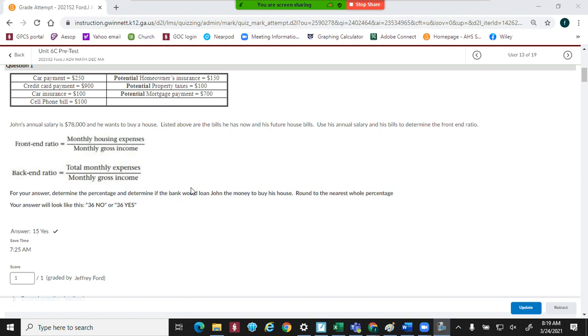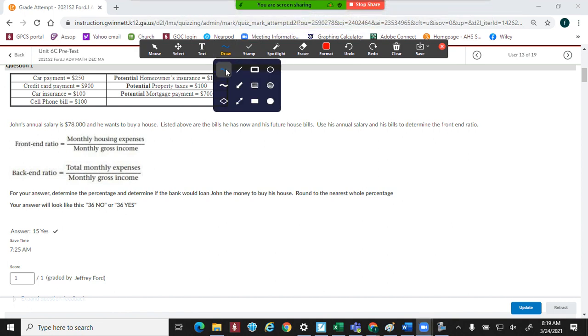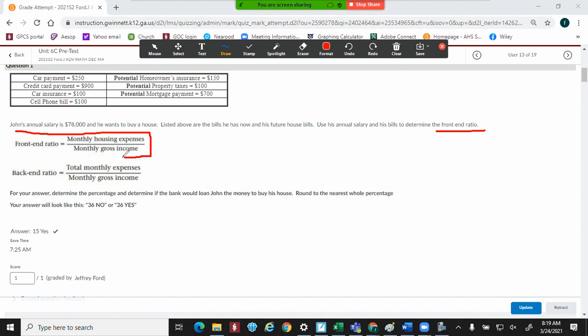So let's see. He wants to find the front end ratio. All right. So when it comes to the front end ratio, folks, you're going to use this formula. Now, granted, I know I gave you two formulas on this particular question, but you only do it with the front end ratio. Now, if you notice, the numerator is the monthly housing expenses.